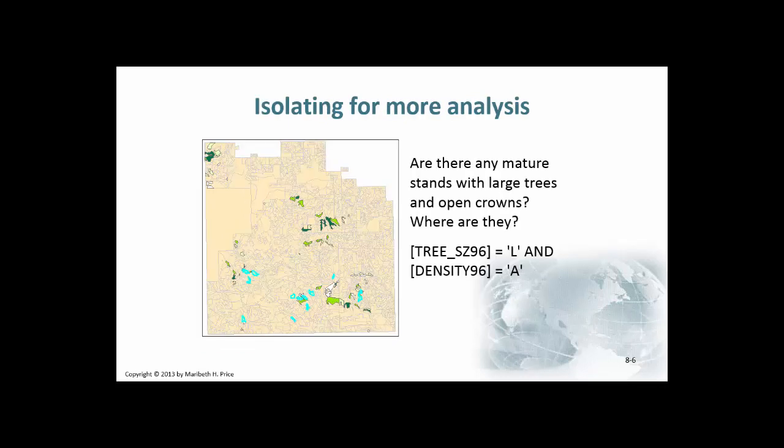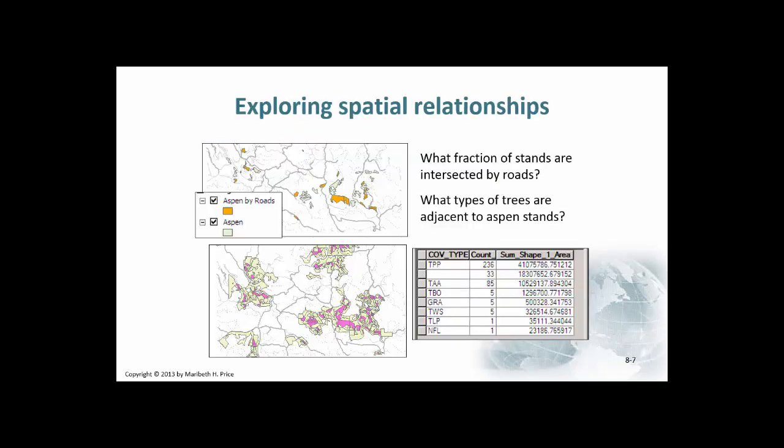You add more criterion to learn more about the aspens. In this case, we'll query to find mature large trees with open crowns. Look at the data, and asking spatial relationships is where ArcMap excels over traditional database management systems. Now we can see and select which aspen stands have a road passing through them.